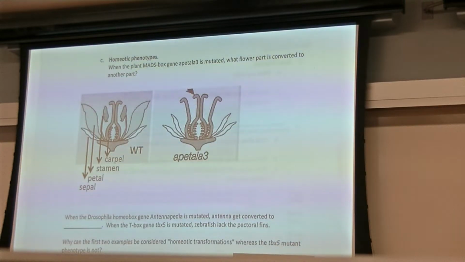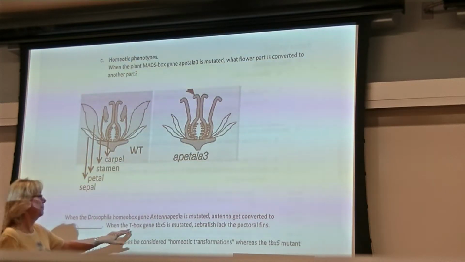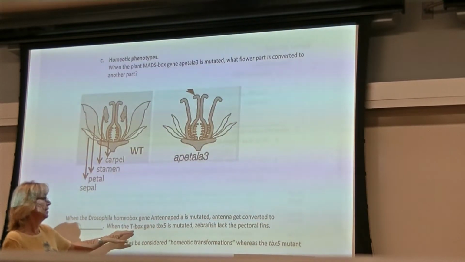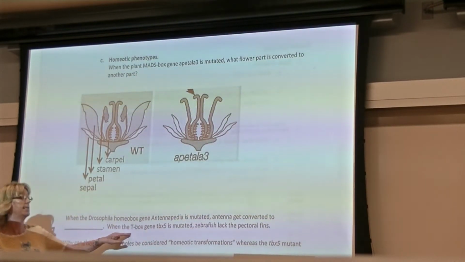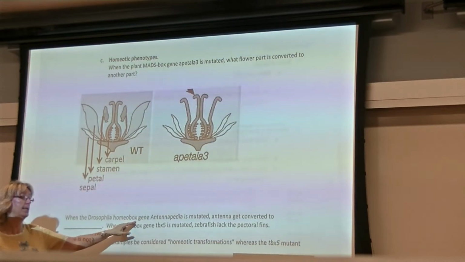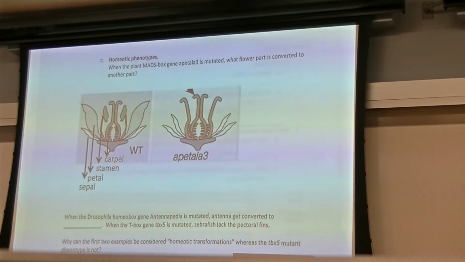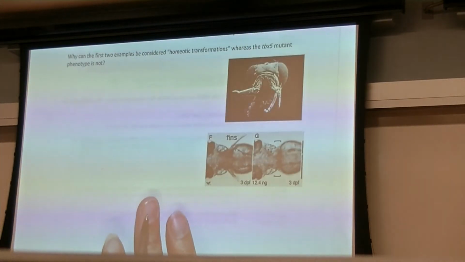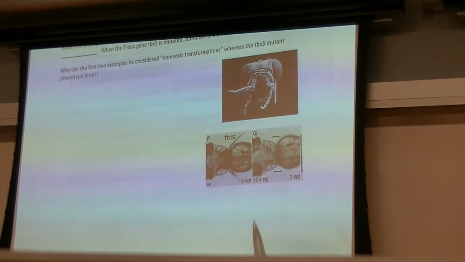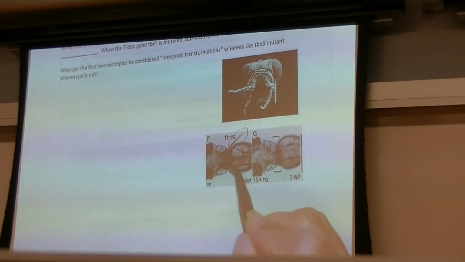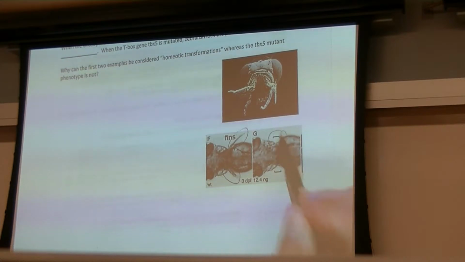So now we have two examples: a plant example, one part changed to another, and a fruit fly example, one part changed to another. But then we look at this third example, which is a T-box gene. There's a recognizable conserved sequence known as the T-box in zebrafish. When you look at the phenotype, they're missing the pectoral fins. Here are the pectoral fins in the wild type, and in this mutant, they are just gone.